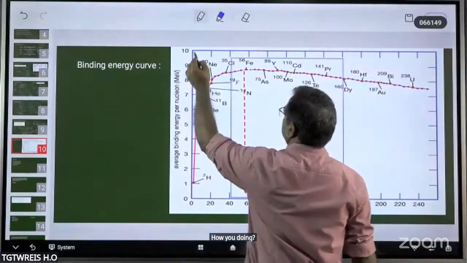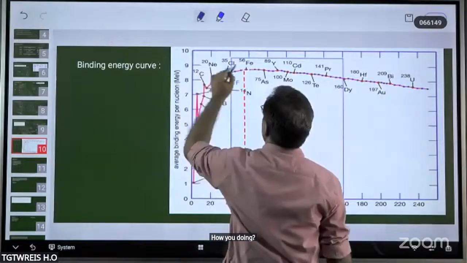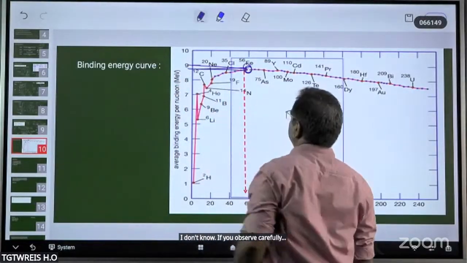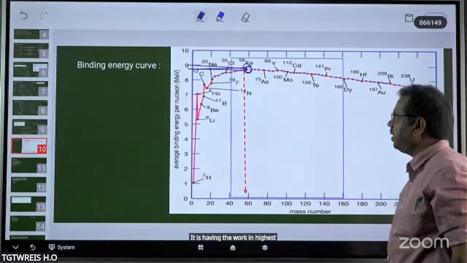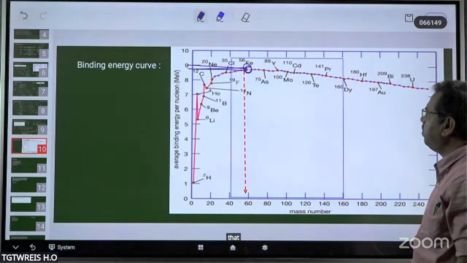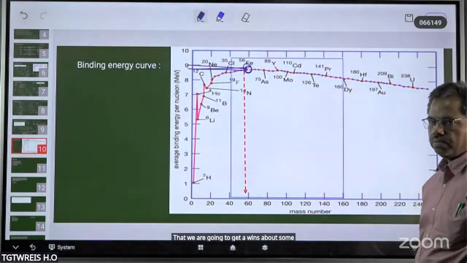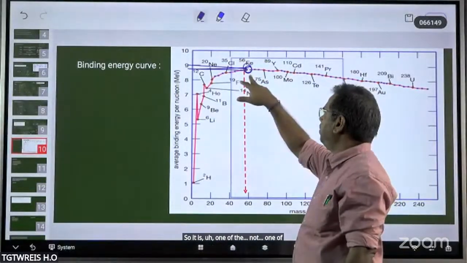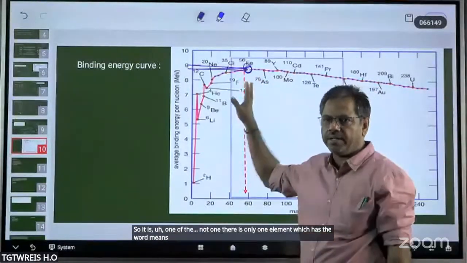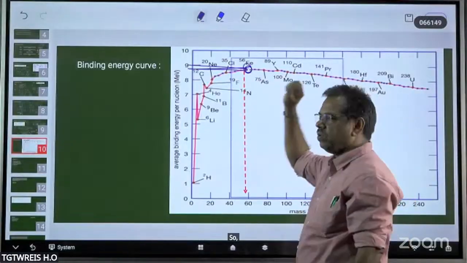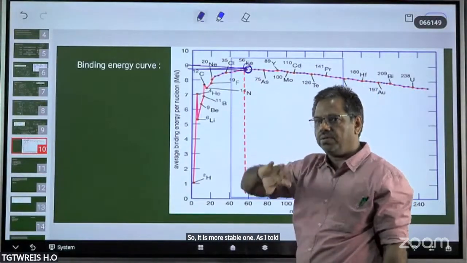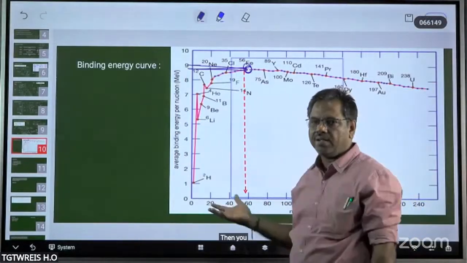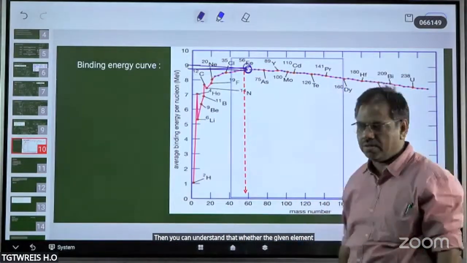iron, if you observe carefully, it has the highest binding energy per nucleon. That you are going to get is about 8.8 mega electron volt. So it is the only element which has the highest binding energy, so it is more stable. As I told you previously, when you know the binding energy as well as the mass defect, then you can understand whether the given element is more stable or not.